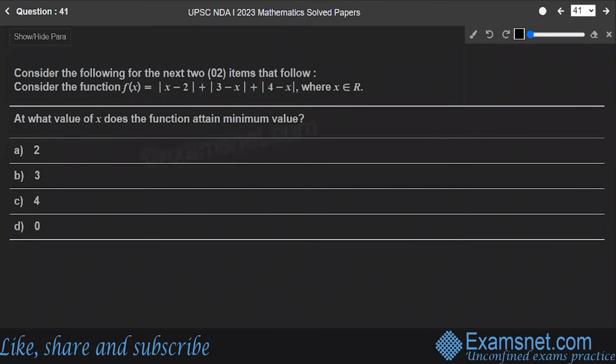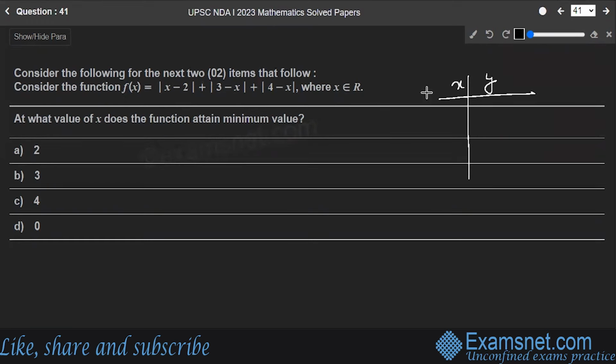Question number 41, the same thing. 41 and 42 will be based on this given statement. Consider the function f(x) is equal to mod of x minus 2 plus mod of 3 minus x plus mod of 4 minus x, where x belongs to the real numbers. At what value of x does the function have a minimum value? It's easier to solve the sum if I plot a graph for this. Let's go for the graph.